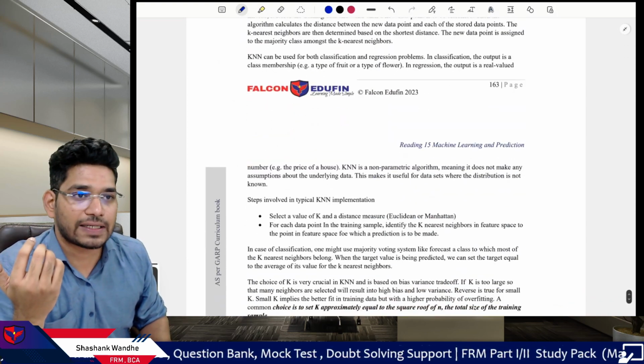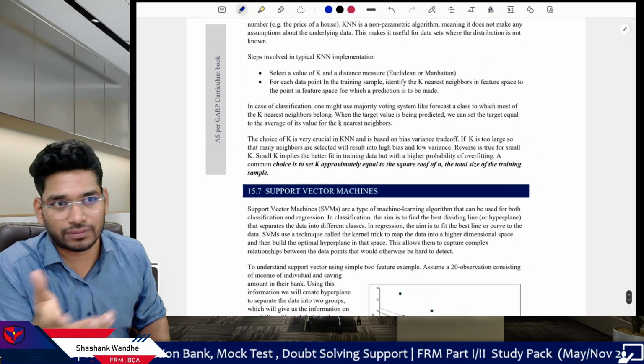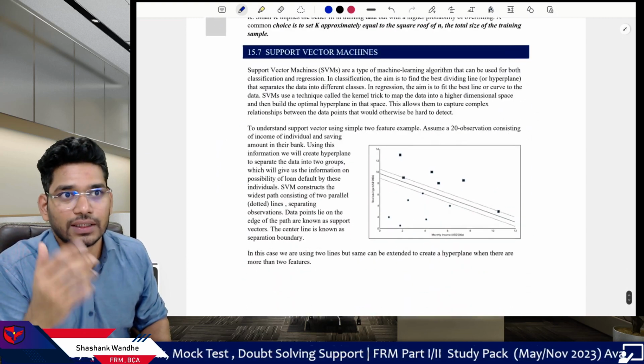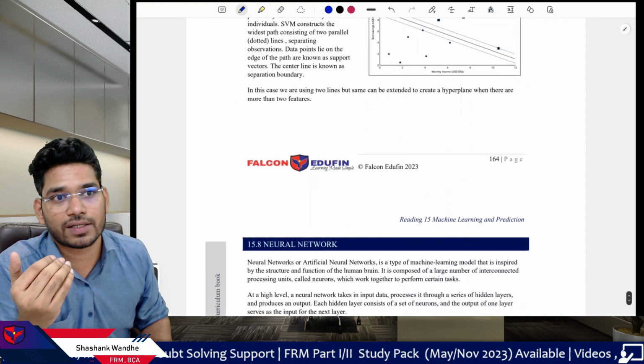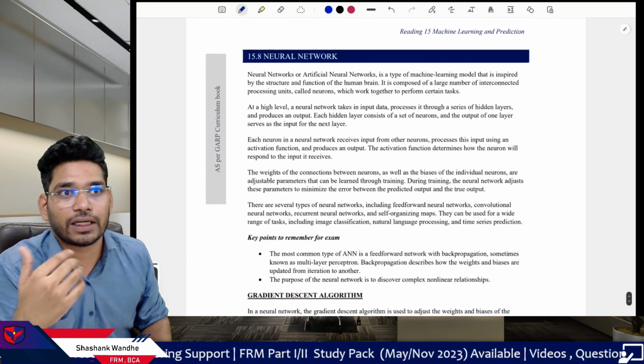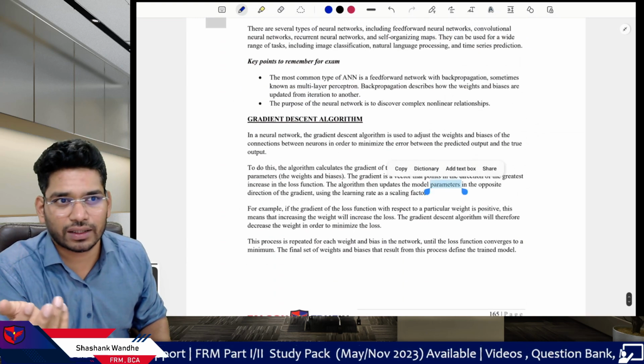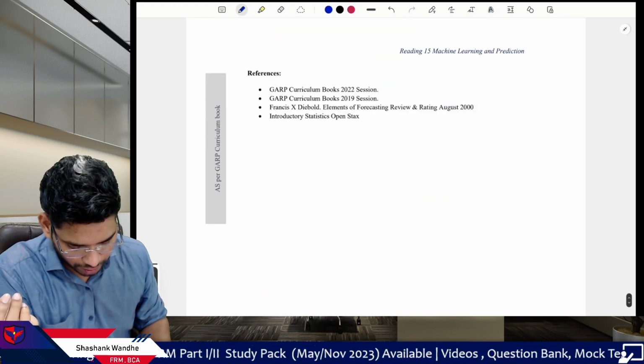Then we have k nearest neighbors. Again, steps are given here. Steps are important. Support vector machines. I personally think SVM is important. Then neural networks, key points are given here. Gradient descent algorithm, again given.